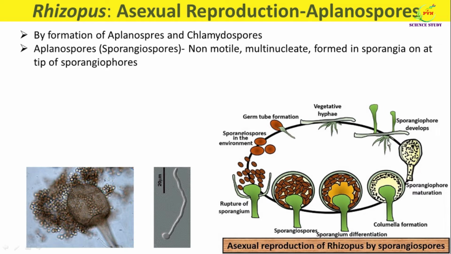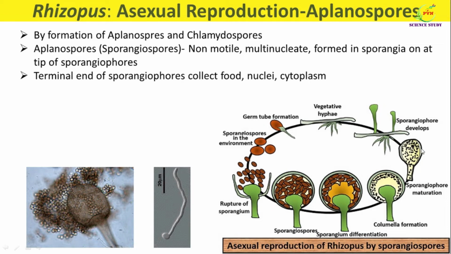The sporangiophores arise in clusters from the mycelium and are erect and negatively geotropic. The terminal end of the sporangiophore collects a large amount of food material, nuclei and cytoplasm. Because of this accumulation, the tip of the sporangiophore becomes almost spherical. Dear students, here you can see the different stages of the development of sporangium.